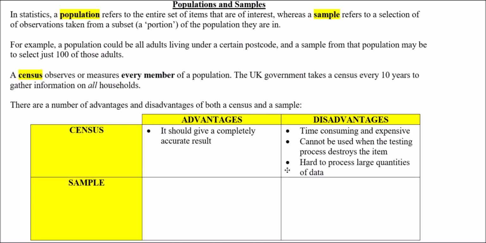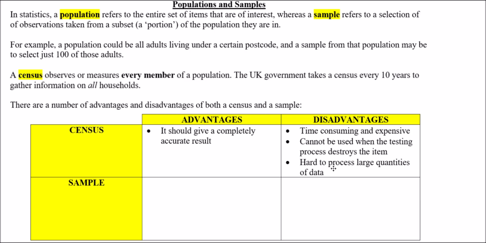Another disadvantage of a census is it's hard to process large quantities of data. So, for example, if you've just got a normal laptop and you're doing a census which is for thousands upon thousands of different population members, then it could take a lot of time to crunch those numbers.